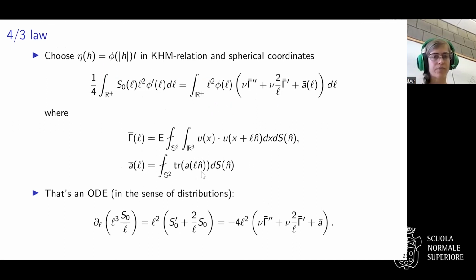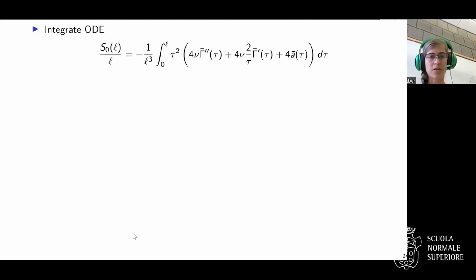And so this is basically an ODE in the sense of distribution, and so you can rewrite it in this form. The derivative in L of this quantity is equal to that stuff over here. So you integrate it in L and then make sure that the lower boundary term here vanishes, which it does. And so you get this expression after dividing by L to the 3. And so now we see on the left-hand side, we have what we would like to have. And then on the right-hand side, we have to show that this thing here is approximately minus 4/3 of epsilon.